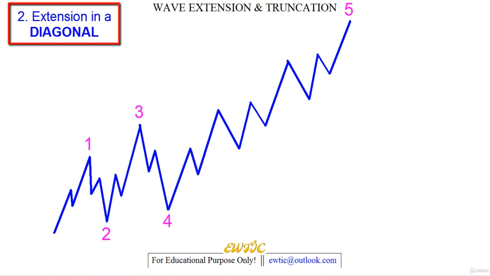So this is an expanding diagonal. The line that connects the wave 1 extreme and wave 3 extreme, and the line that connects the wave 2 extreme and wave 4 extreme, these two lines expand. They go far from each other. So this wave 5 comparatively is much bigger in size than wave 1 and wave 3. So this was about the diagonals.